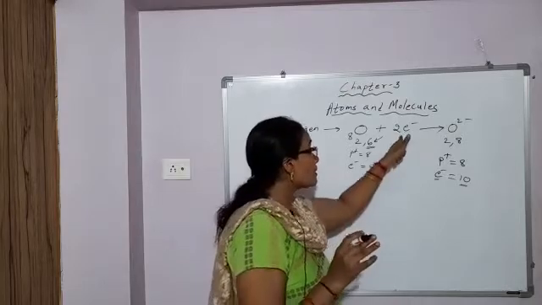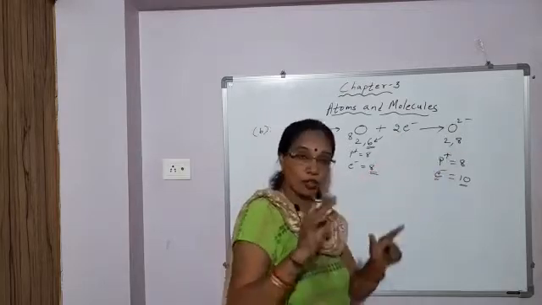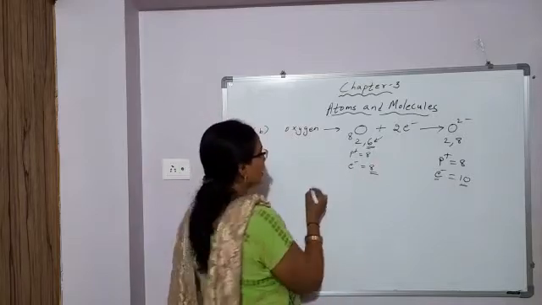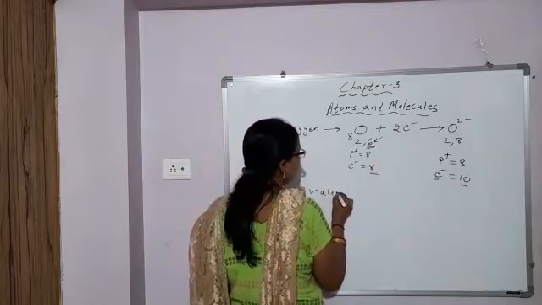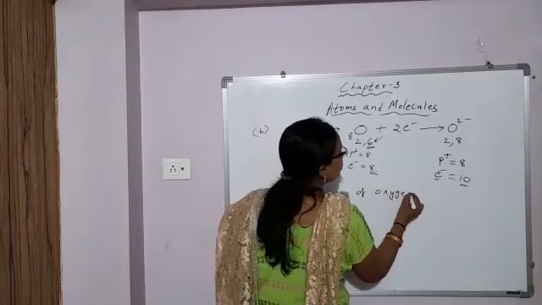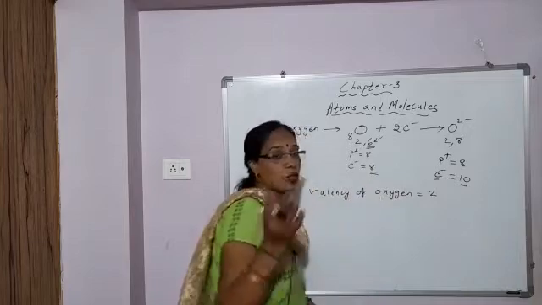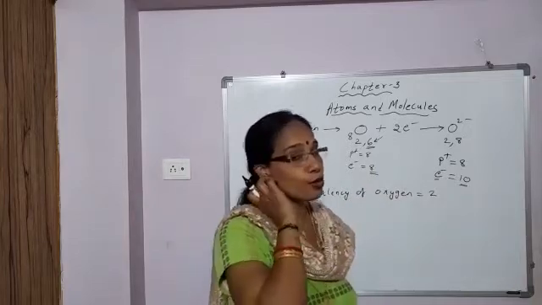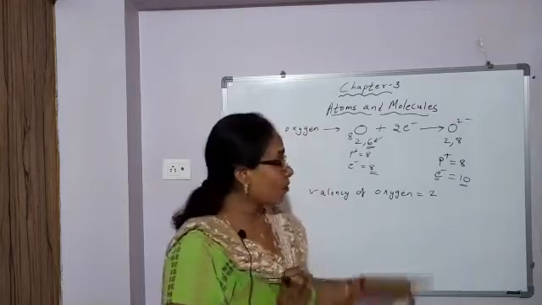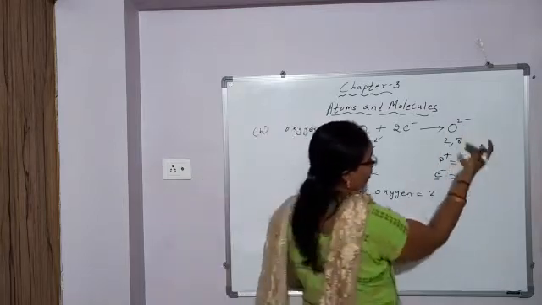So how many electrons is it gaining to attain the electronic configuration of the nearest noble gas? 2 electrons. So what is the valency of oxygen? 2. You will not write plus or minus. Charge will not show for valency. What is valency? 2. And what is the nearest noble gas for oxygen?